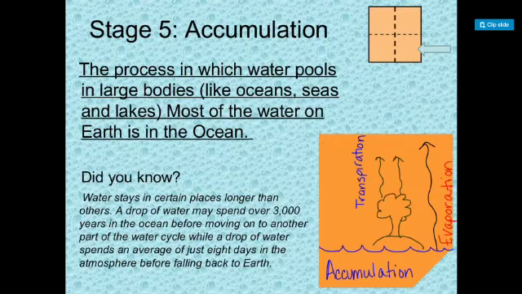Now stage 5 is called accumulation, the process in which the water pools in large bodies like oceans, seas and lakes. Most of the water on the earth is in the ocean. So the water stays in certain places longer than others. A drop of water may spend over 3,000 years in the ocean before moving on to another part of the water cycle, while a drop of water spends an average of just 8 days in the atmosphere before falling back to earth.